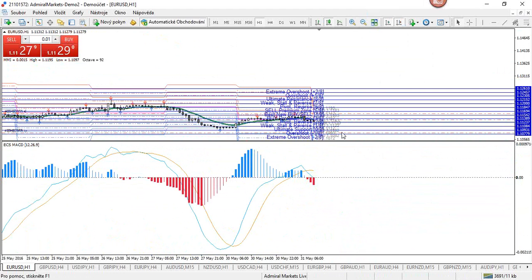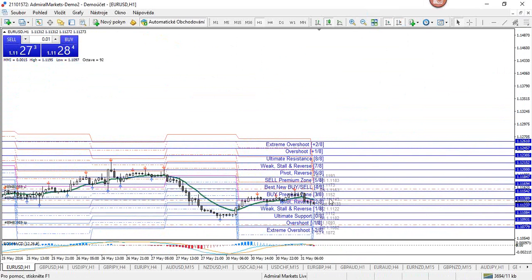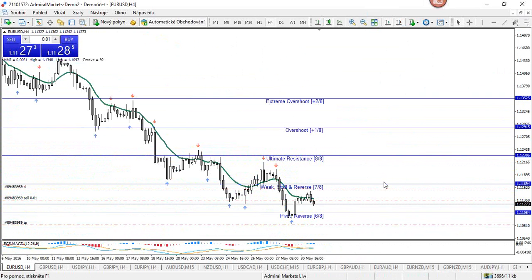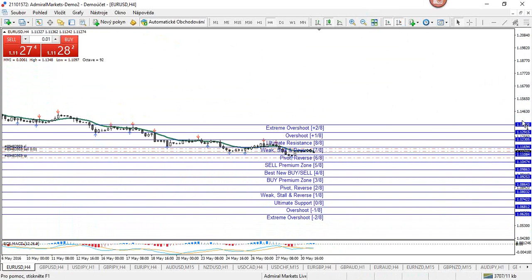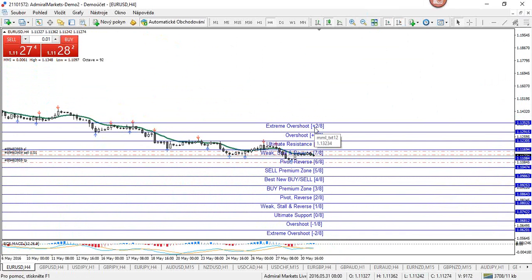But let's see if that happens. It might not happen. Murray math basically is an indicator. It's a tool that indicates support and resistance levels. It's a mathematical concept that spaces out support and resistance basically from octaves.